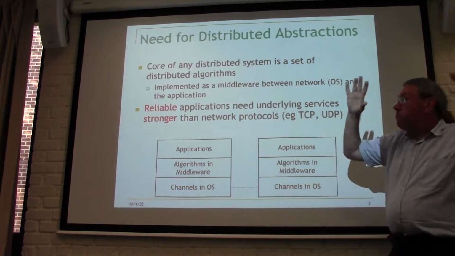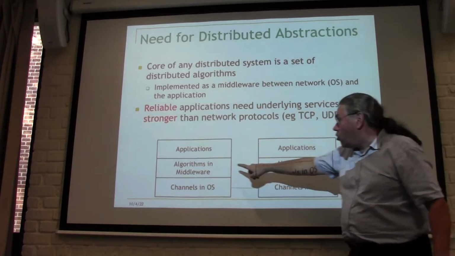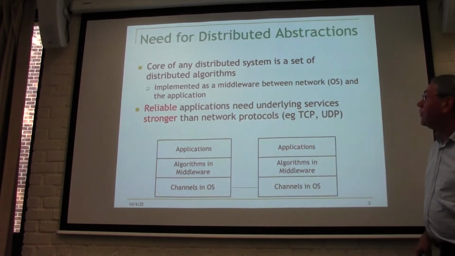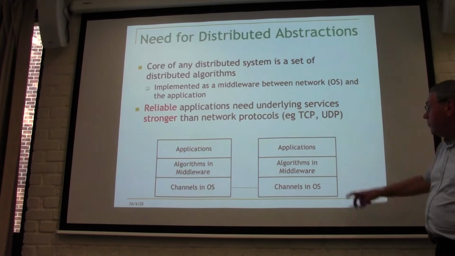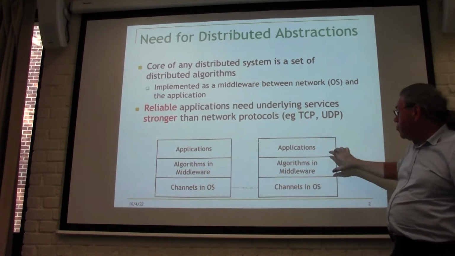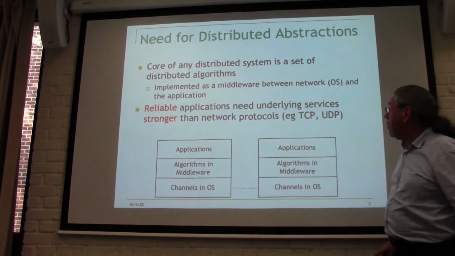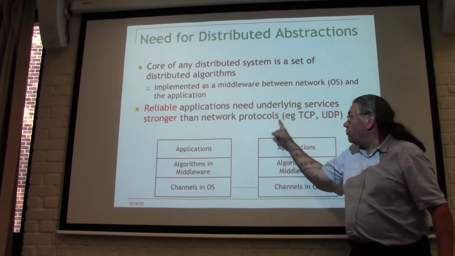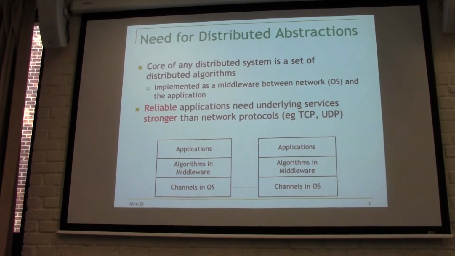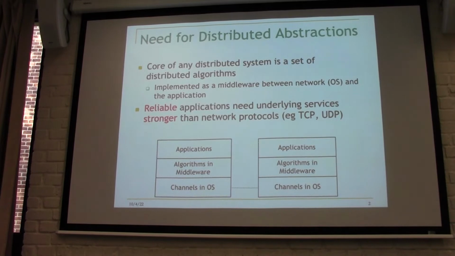And this can be a very big application, okay? And we're interested in the core algorithms, very important algorithms that are like services, okay? And you need something like this. These services are stronger than network protocols. Broadcast is stronger, or consensus, it gives you an additional service over TCP, which is just a reliable byte stream.